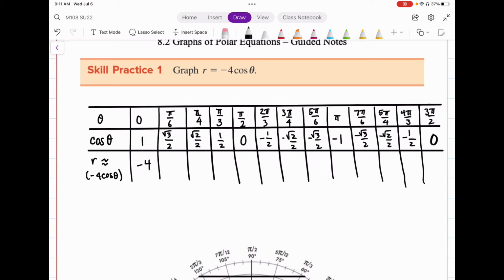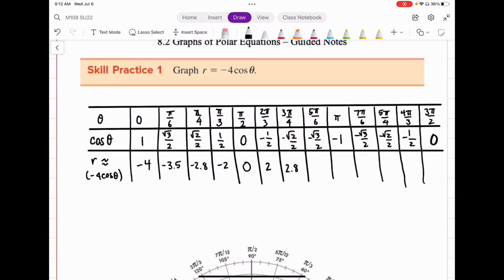For theta equals pi over 6, square root of 3 over 2 times -4 is -3.5. Square root of 2 over 2 times -4 is -2.8. 1/2 times -4 is -2. 0 times -4 is 0. -1/2 times -4 is +2. Negative square root of 2 over 2 times -4 is +2.8.